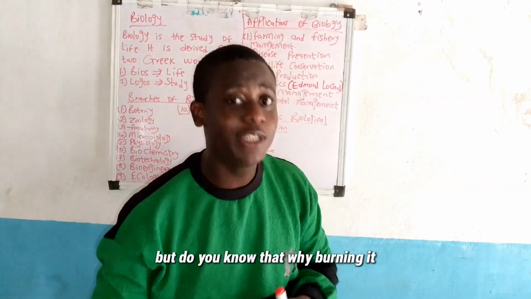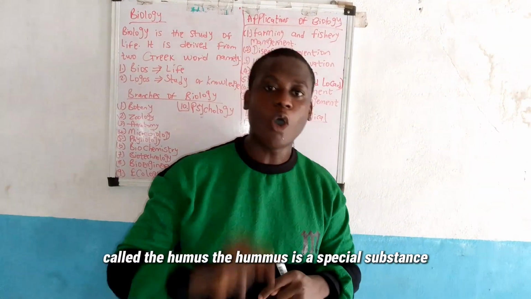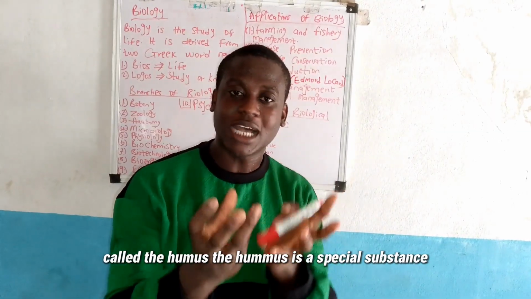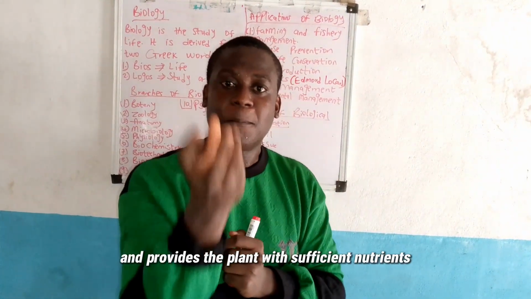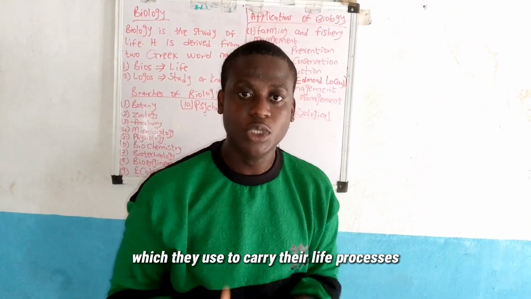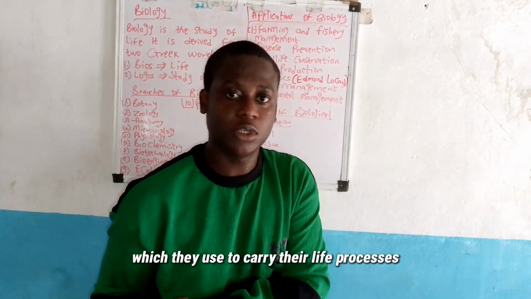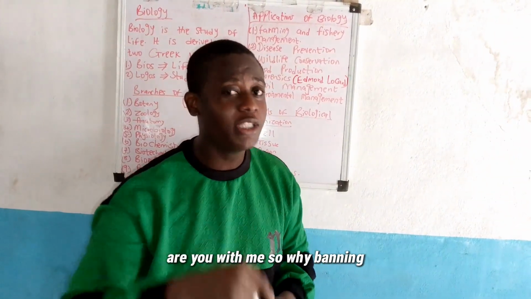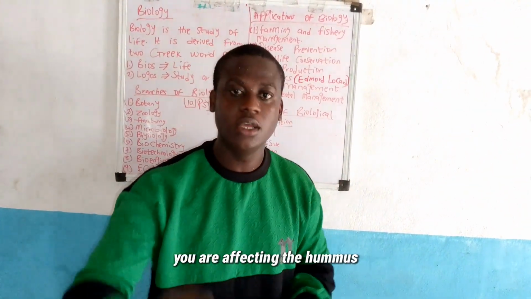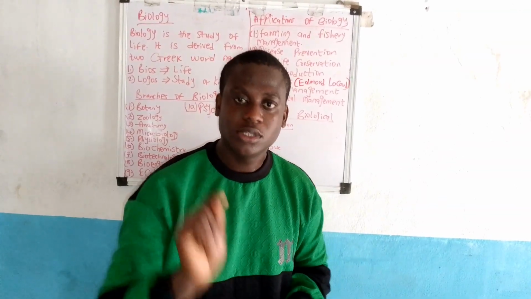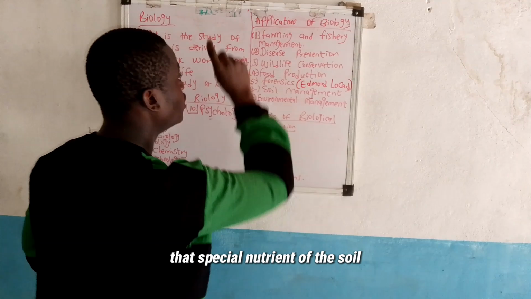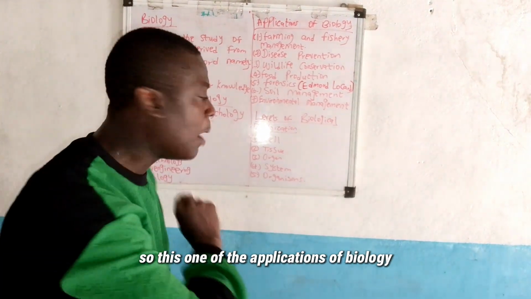But do you know that while burning it, you are affecting the nutrient of the soil called the humus. The humus is a special substance which gives and provides the plant with sufficient nutrient which they use to carry their life processes. Are you with me? So while burning it, you are affecting the humus, that special nutrient of the soil. So this is one of the applications of biology.